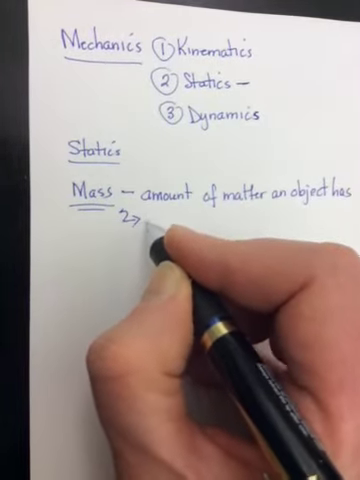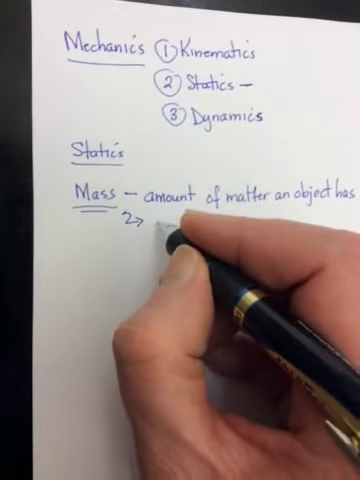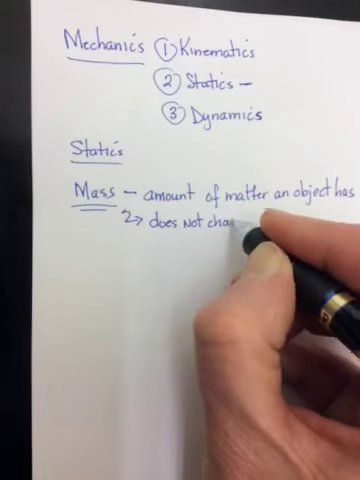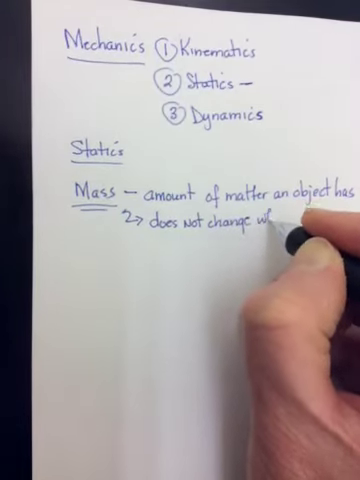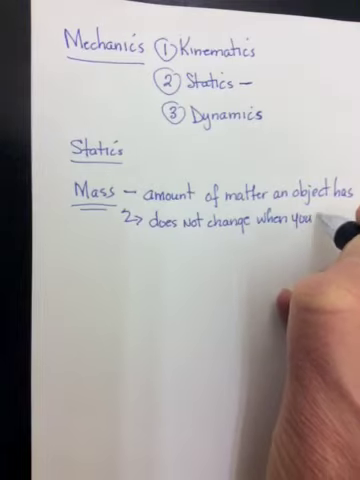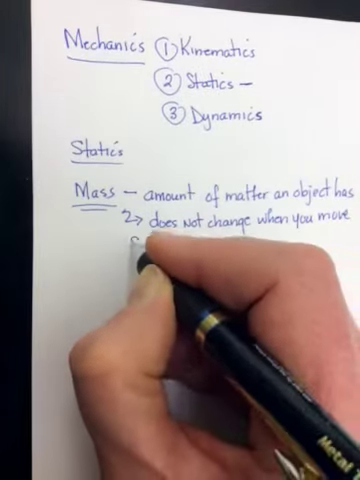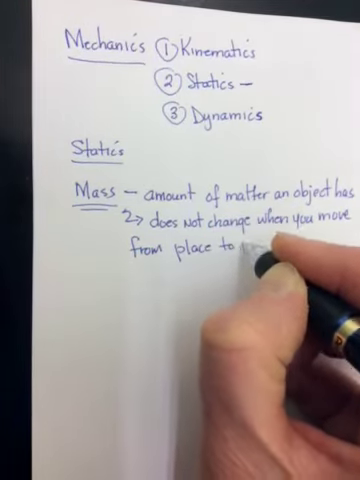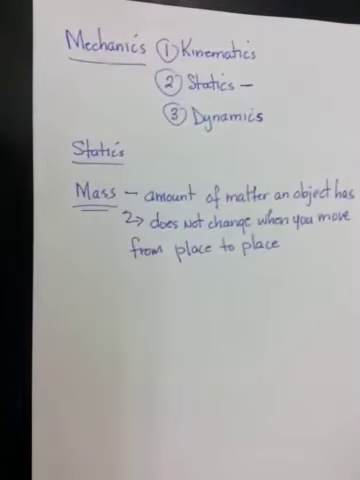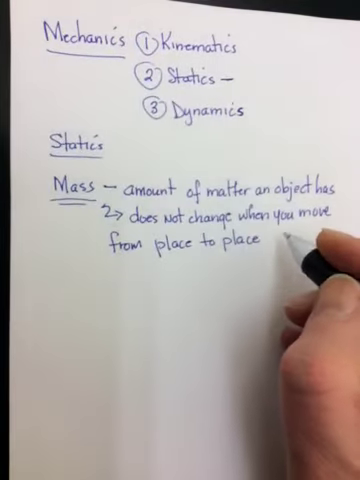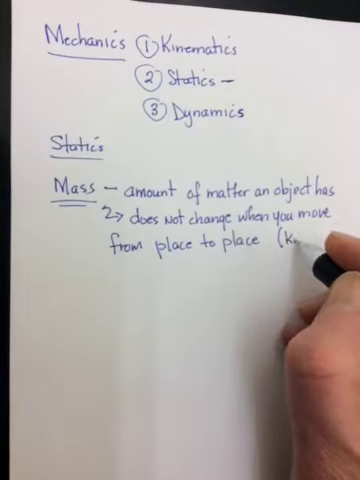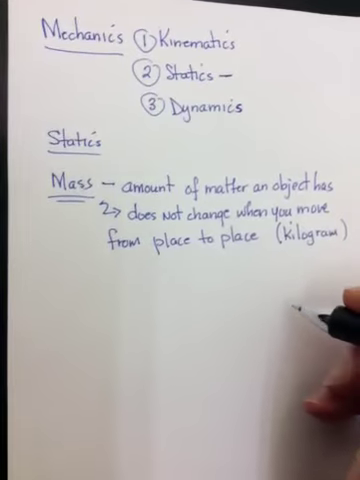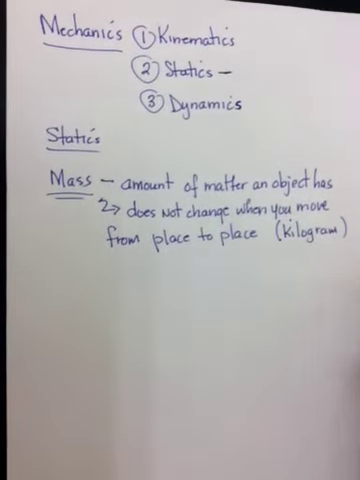It does not change when you move it from place to place. And I'll explain what I mean by that when you finish writing it down. Okay, and for us in the metric system, it's usually measured in kilograms. I know chemistry often uses grams because they're dealing with chemicals. We use kilograms because we're dealing with people and boxes and crates.